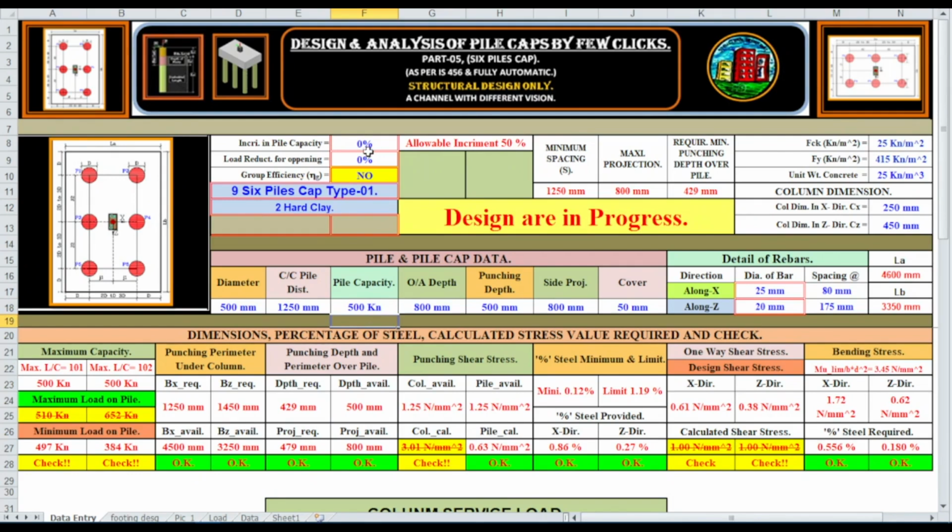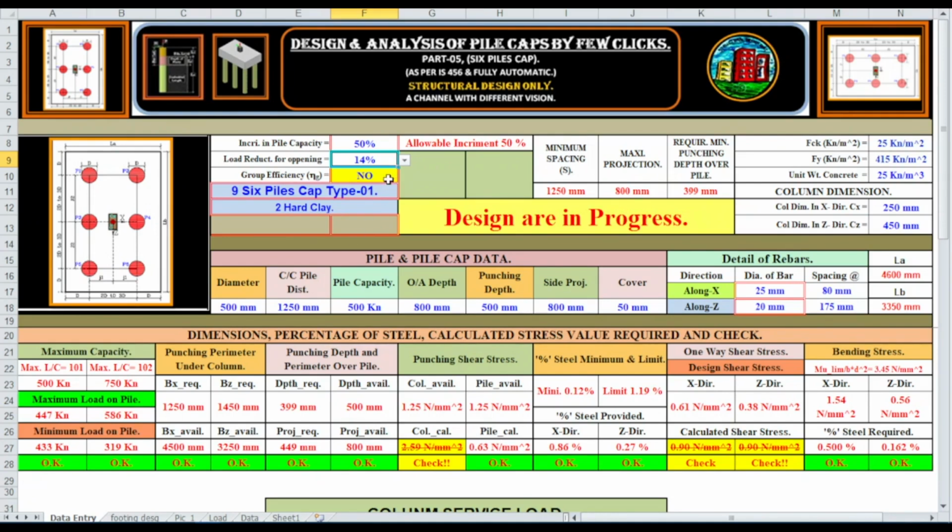Now I am considering increment in pile capacity. Allowable increment 50%. Load reduction we can consider say 14%. Maximum load on pile is less than maximum capacity of the pile. So it is okay.